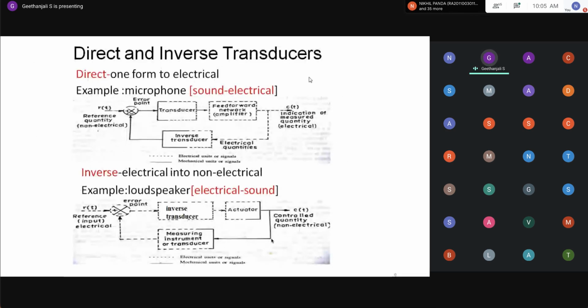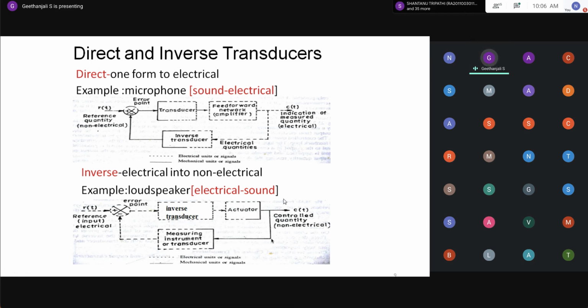The next one is what? Inverse. So the inverse means electrical into non-electrical, vice versa. The previous one is non-electrical to electrical. So here the inverse means vice versa of the above one, electrical into non-electrical. An example is a loudspeaker. That is electrical, so the output is sound. We have to give the supply to the loudspeaker, that is called electrical. So while we are giving the supply to the loudspeaker, we will be getting the sound, that is the output. It is a non-electrical quantity.